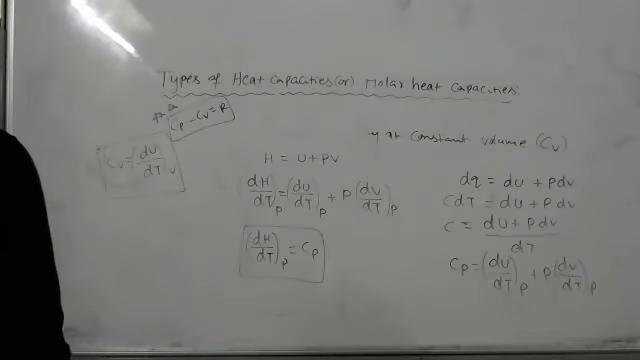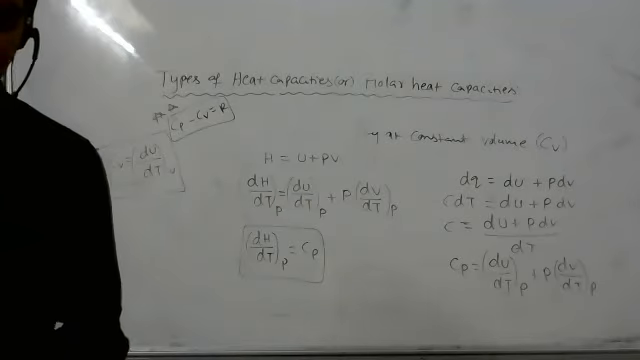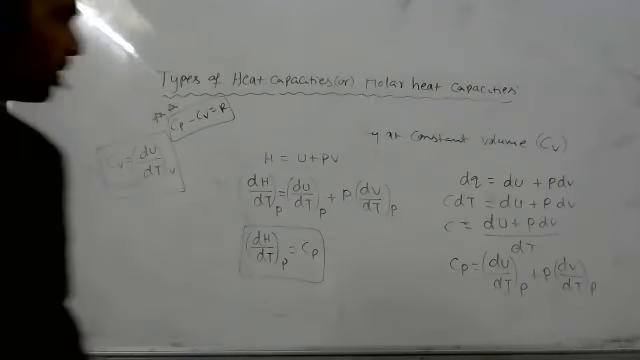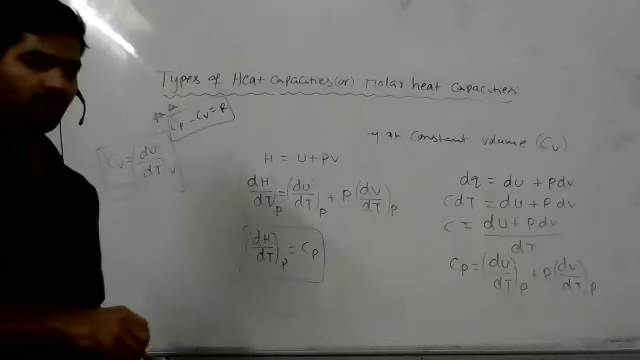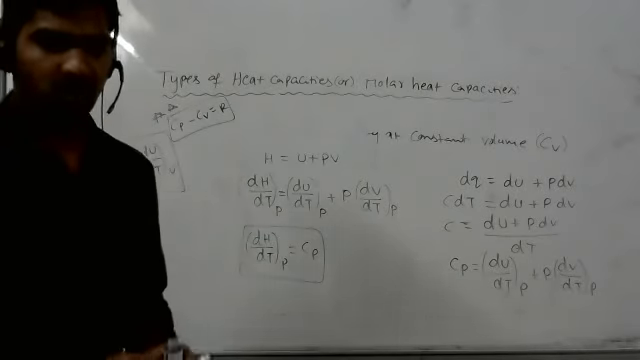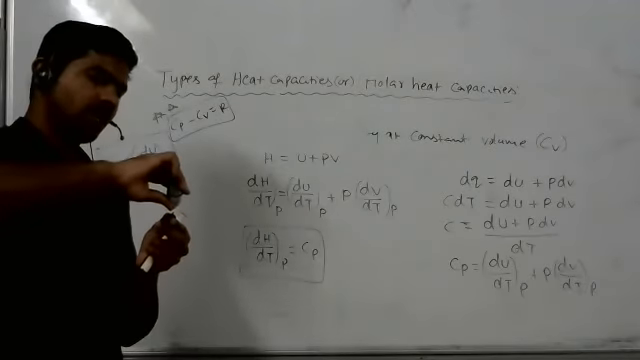Sir, that R is the constant, right? Yes, this is a constant. The R value, we know, is 8.314 joule per kelvin per mole. Otherwise, simply we can write 2 calories.